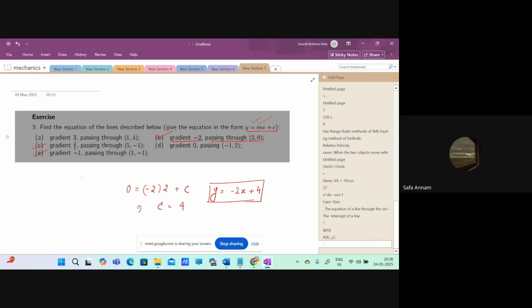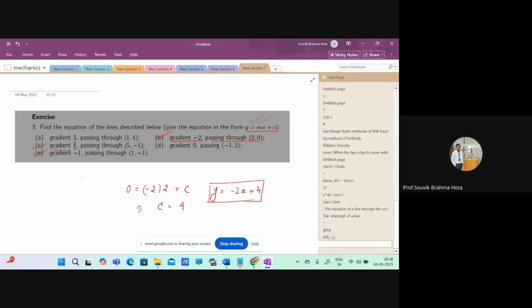Sir, solved it. Just tell me the answers for 3C. 3c is y equal to 2 by 5x plus 3. Have you checked it properly? Is it plus 3? The gradient is 2 by 5. Very good. It is okay.